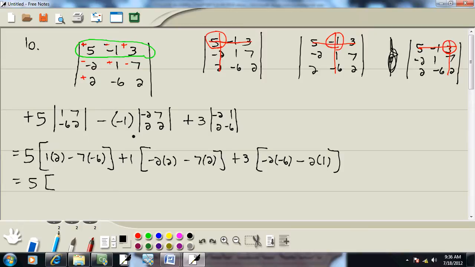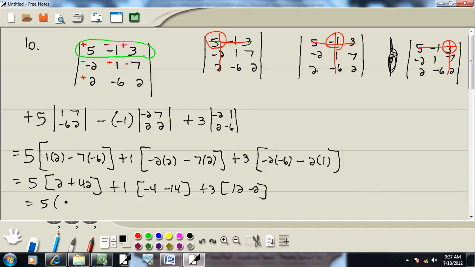And let me double check my math there. Okay, -7, okay, -2 times that, minus that, -2 times that, minus, okay. So 1 times 2 is 2. -7 times -6 is positive 42. -2 times 2 is -4 minus 14. And that gives us 12 minus 2, which gives us 5 times 44.